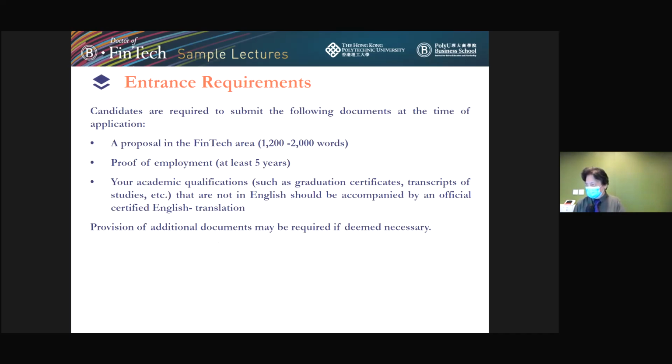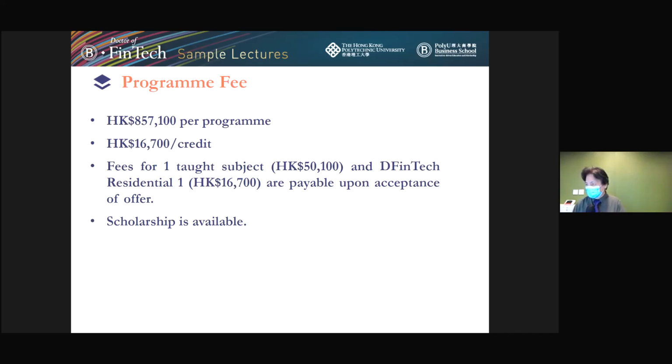Fill in the application with some ideas, a proposal, employment and academic qualifications, and the program fee is around 800,000. We pay on a credit basis. So let's say you join, you pay for the first semester's subjects, right? Orientation with 2 subjects, and then right.